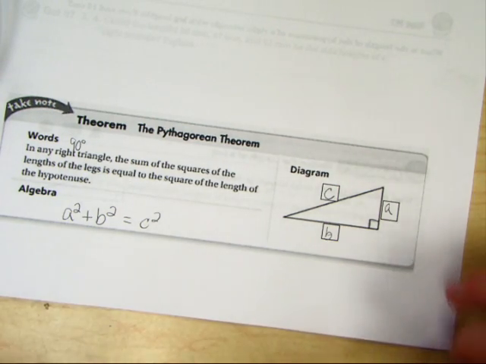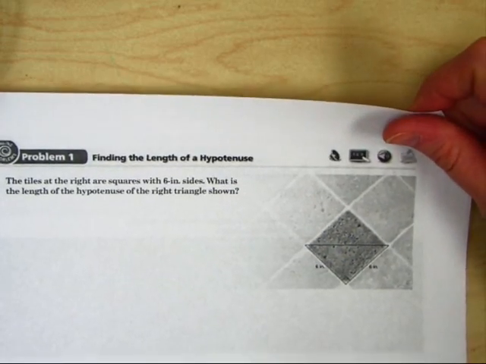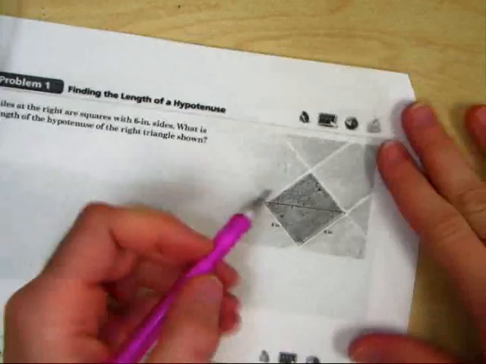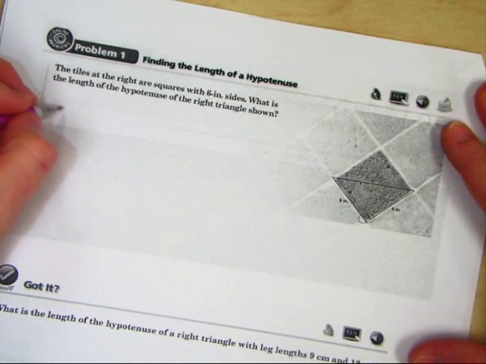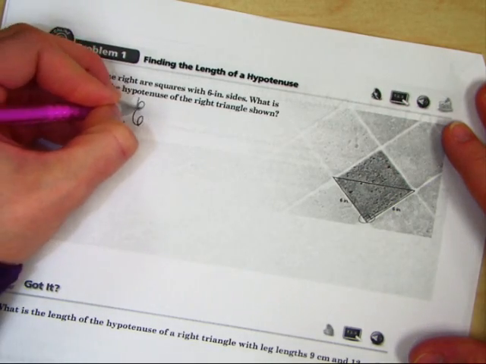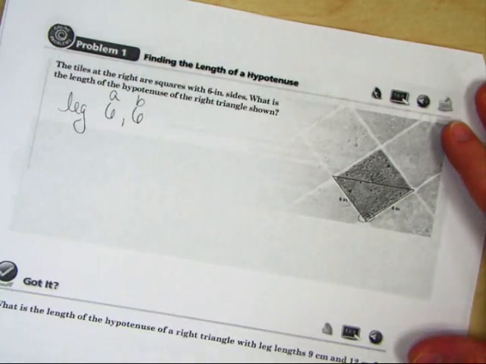Now let's go ahead and try to apply this. The tiles at the right are squares with 6-inch sides. What is the length of the hypotenuse of the right triangle that's shown? So here's our right triangle. Do you see right here we have a right angle? So we can say that the legs are 6 and 6. Therefore, those are A and B. They want us to find the diagonal, which is the letter C.